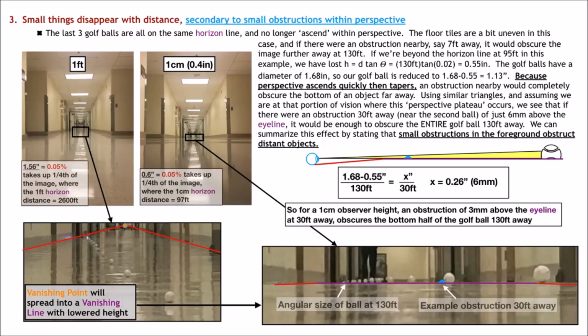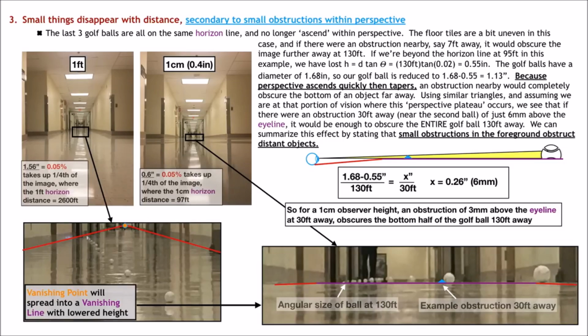The floor tiles are a bit uneven in this case, and if there were an obstruction nearby, say 7 feet away, it would obscure the image further away at 130 feet. If we are beyond the horizon line at 95 feet in this example, we have lost a height equal to d tan theta, or 130 feet times the tangent of 1 arc minute, or 0.55 inches. The golf ball has a diameter of 1.6 inches, so our golf ball is reduced to 1.6 inches minus 0.55, equal to 1.13 inches, again given an obstruction.